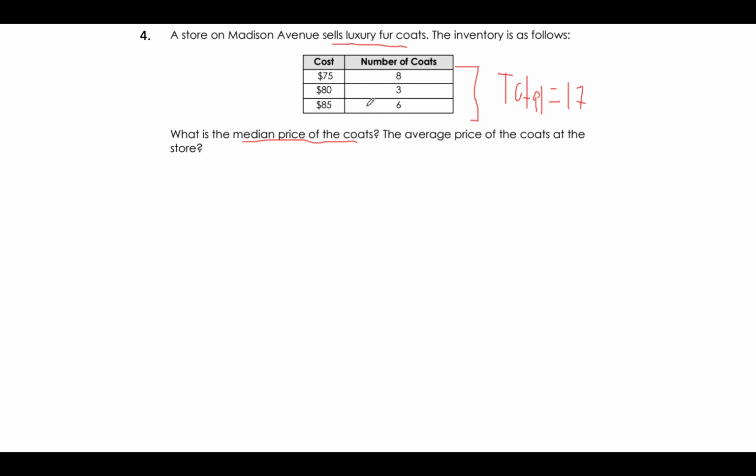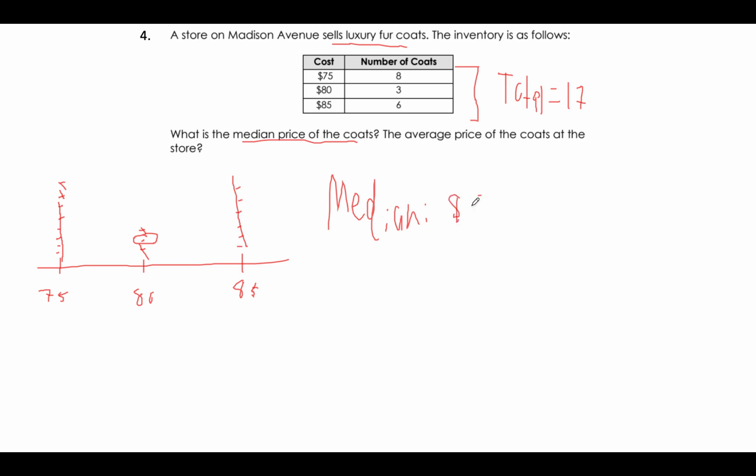So to find the median, we can think about this in terms of we can make a dot plot here. So we could have 75, 80, and 85. So we're going to have 1, 2, 3, 4, 5, 6, 7, 8 here. 1, 2, 3, and then 1, 2, 3, 4, 5, 6. So we can cross off these first 6 and get rid of the first 6 in this tower here. Then we can go through and cross each of these off. And our middle one is going to be 80. So the median price of the coats is going to be $80.